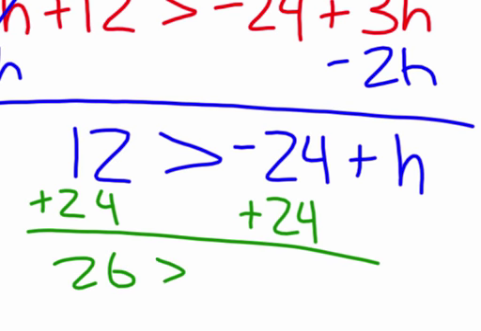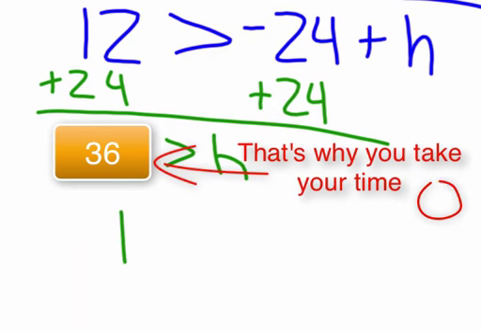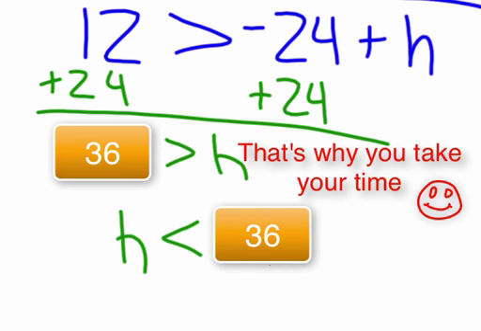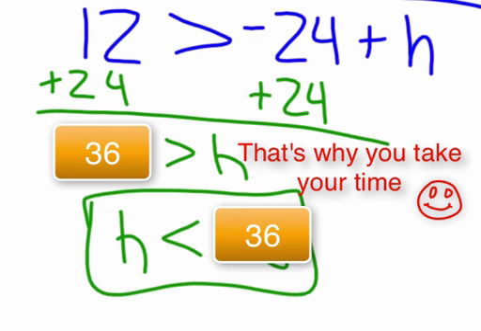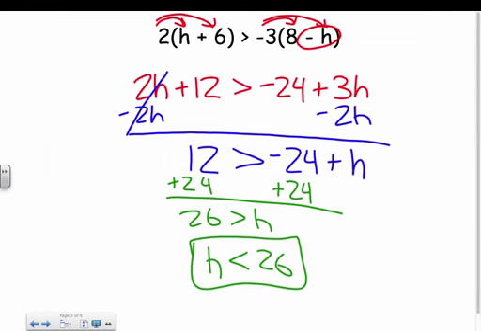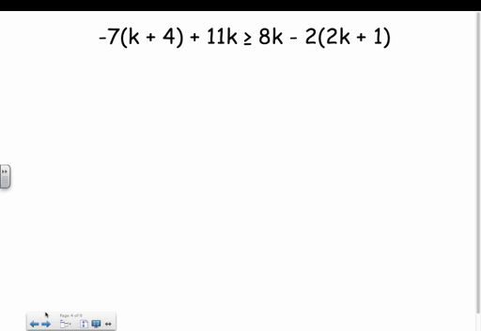There we go. 26 is greater than h, and make sure to put the h first, just get used to that. Keep the point to the h, and 26. Done. Okay, not too bad. Couple new things here now. Just take your time with this. Deal with one side at a time when you simplify.